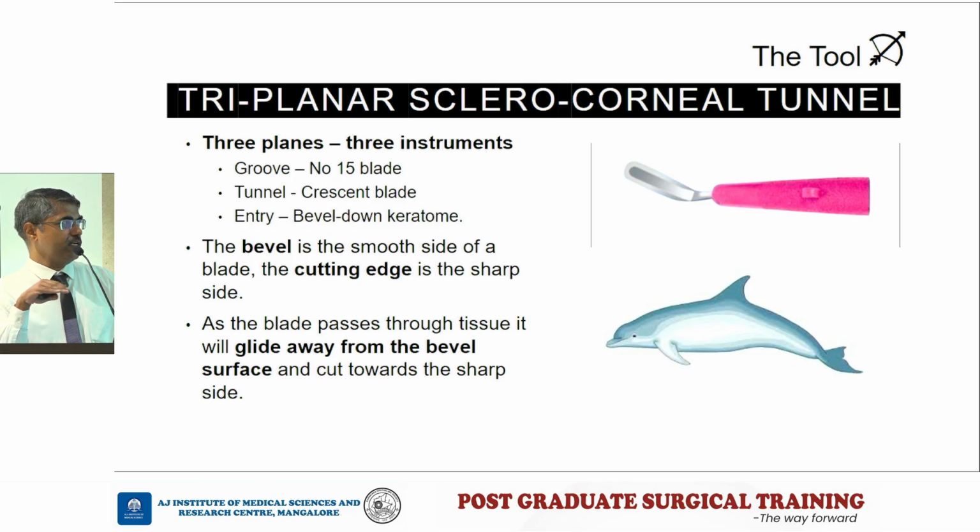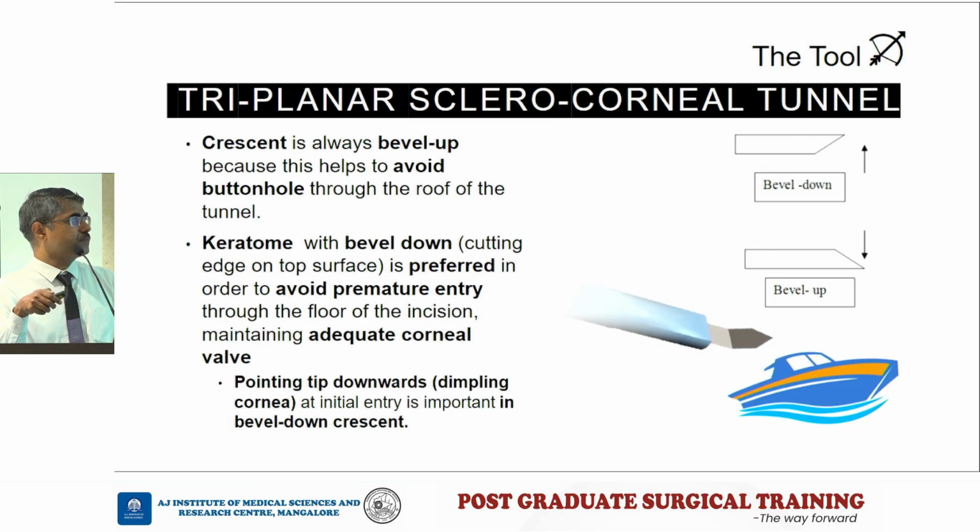So because it's got a smooth upper surface, imagine the lower surface is a cutting edge, it's going to dive down. So your bevel up crescent is going to stay down as you tunnel. The main risk of a crescent dissection is you'll have a buttonhole. The bevel up avoids your buttonhole.